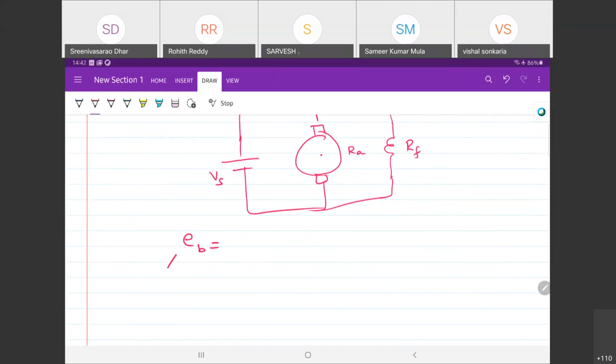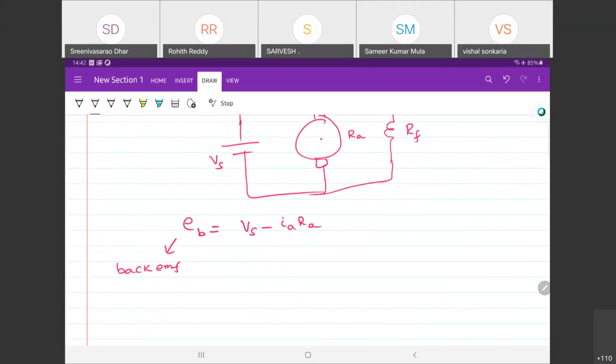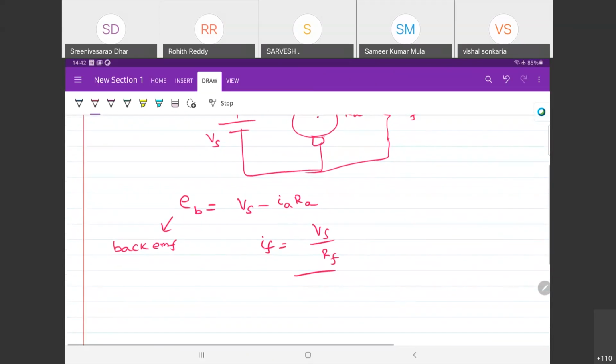What is EB? Back EMF, right? What is the formula for EB in case of a shunt machine? This is Vs minus IA RA, right? So this is back EMF, and this is armature current IA. Similarly, what is the field current IF? That is Vs by the field resistance RF. So these are the basic relationships in a shunt machine, right?